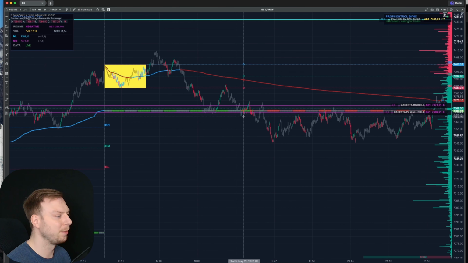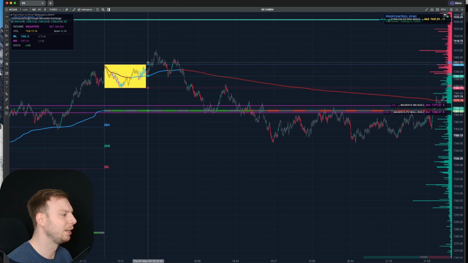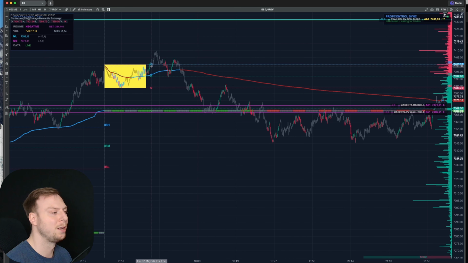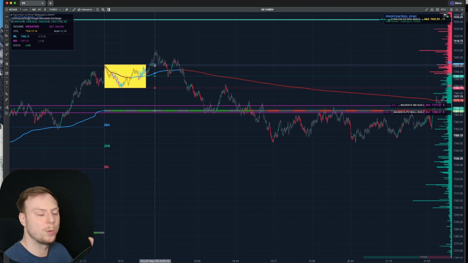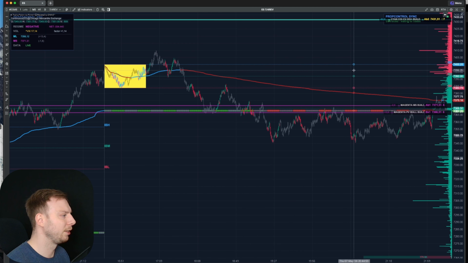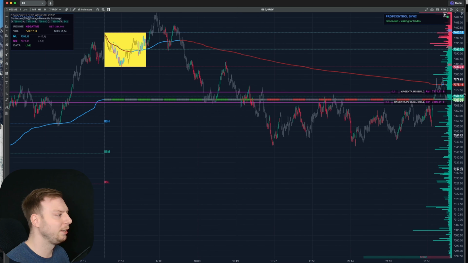So what we have here is my whole chart setup. We have the initial balance for my playbook 1 and playbook 2, so initial balance fades and initial balance breaks, and then VWAP pullback, and also the gamma indicator, the GEX indicator, which helps me to have more confidence and more conviction for my trades.